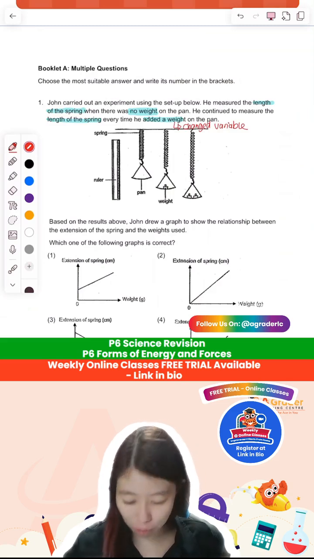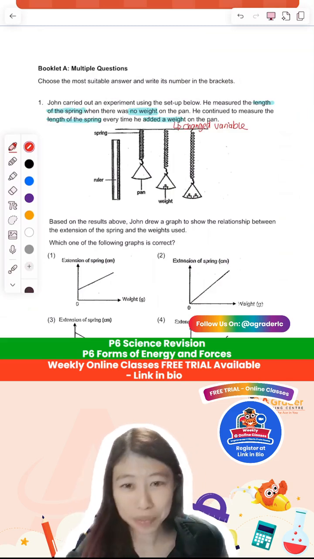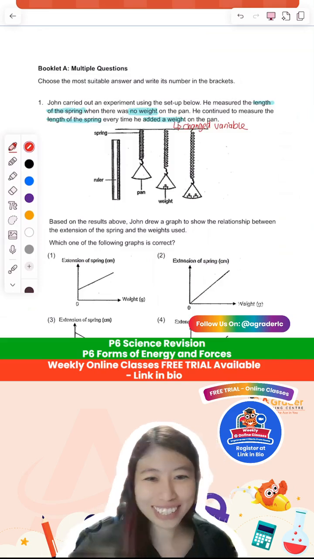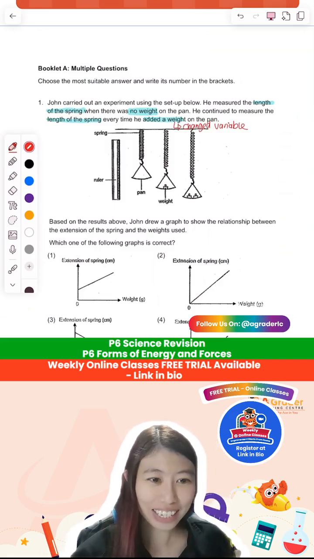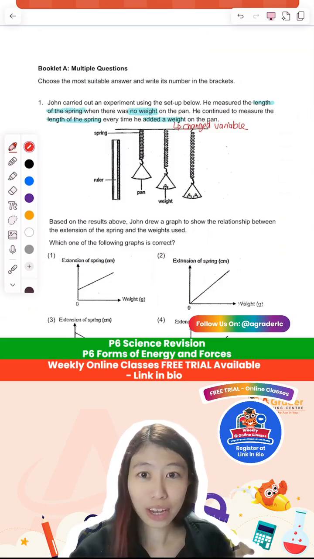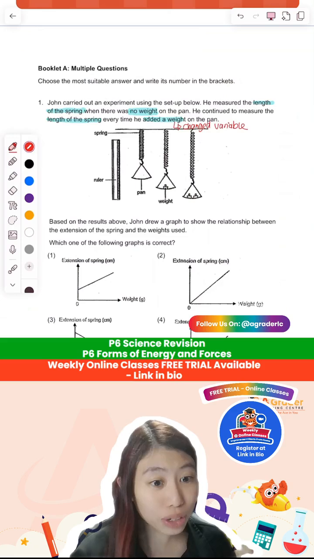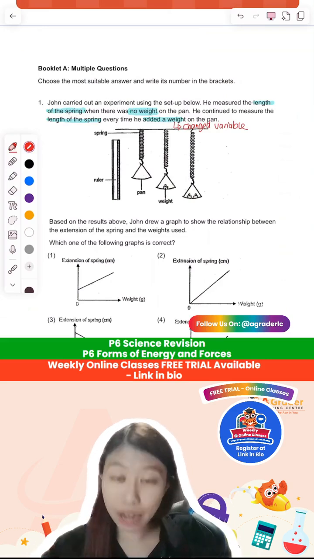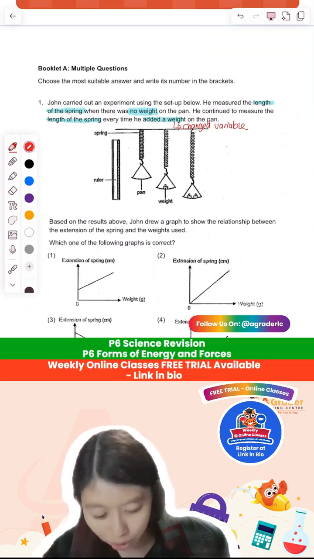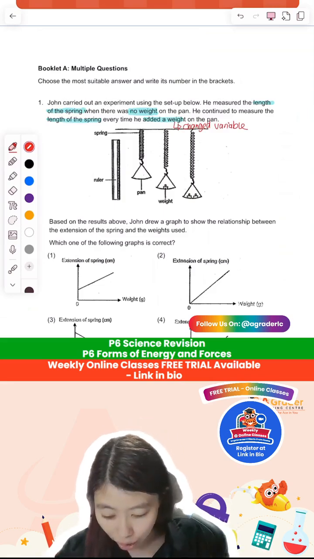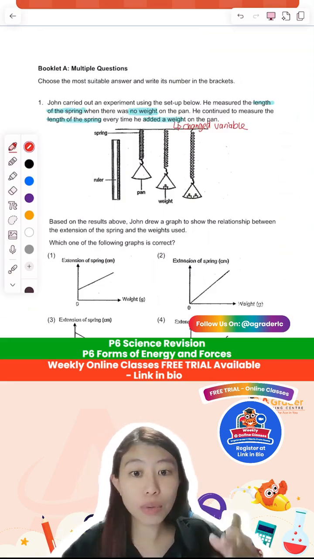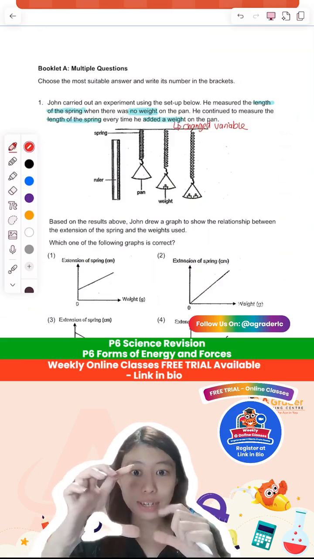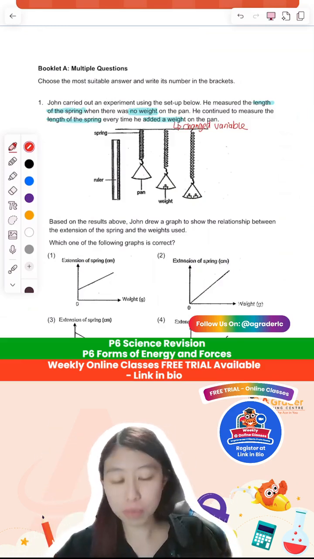What happens next is, what's my measured variable then? Does anyone know? Measured variable, what did he record in this experiment? Kayla, good. Lakopi can also. So yes, he recorded the length of the spring, but why? Why did he record the length of the spring? He's trying to find out the extension. How much extra did the spring extend? How much longer did the spring become?